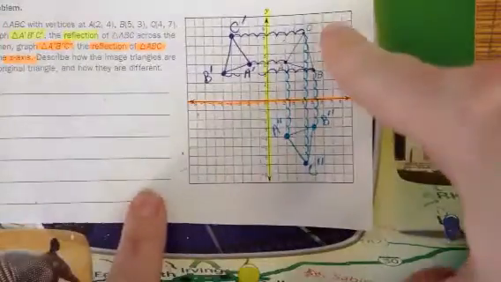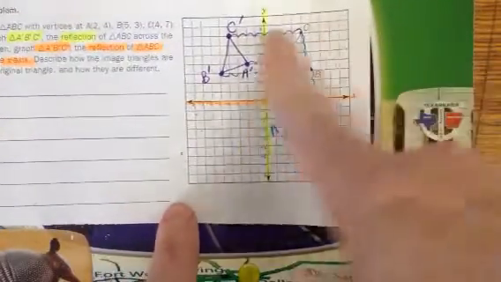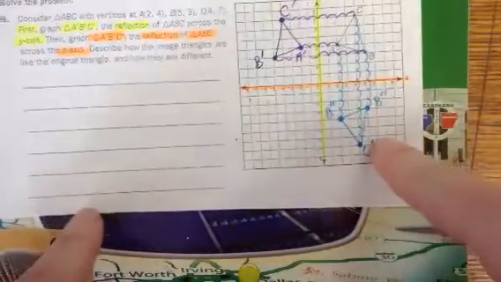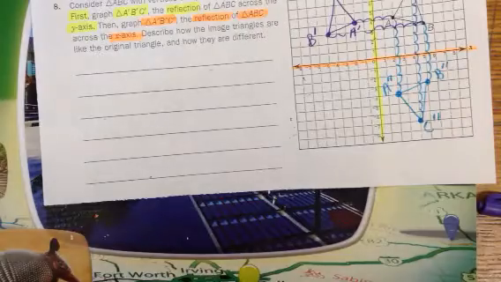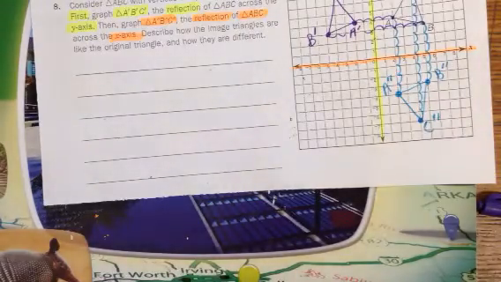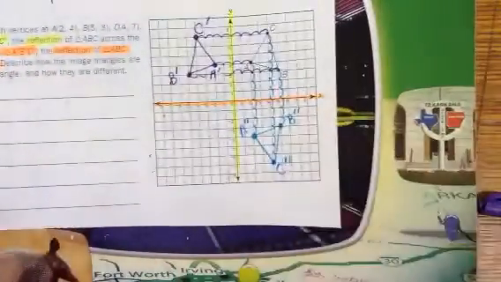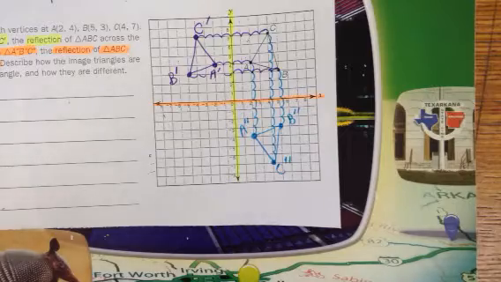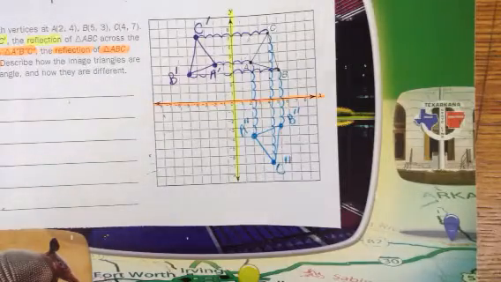Okay, so we reflected the original over the y first, and then the original over the x-axis last. Describe how the image triangles are like the original and how they are different. So if I had to talk about how they are like triangle ABC, I would say that they are the same shape and they are the same size, so they are congruent.